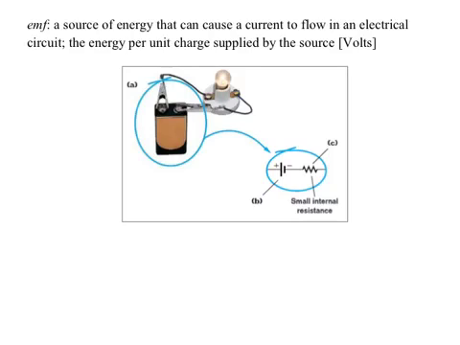That was the last thing I wanted to end on, just to discuss. EMF stands for electromotive force, and it's a source of energy that can cause the current to flow, like the battery. The idea here is that the EMF is slightly higher than the actual terminal voltage of the battery. So if the battery was 9 volts, its EMF would be like 8.9 volts, because there's a small amount of resistance.